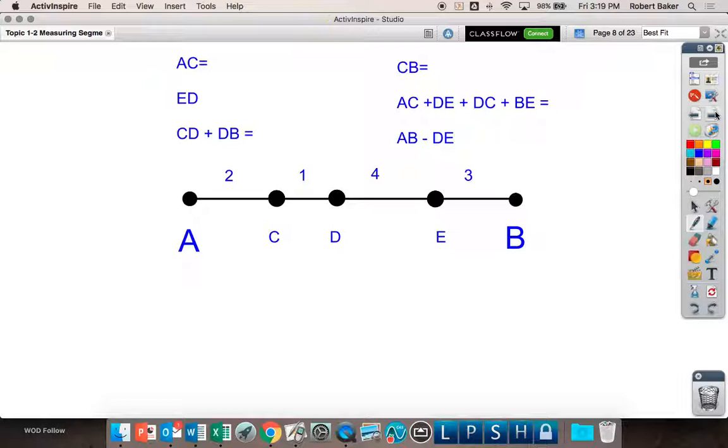How long is AC? AC is 2. 2, right here. AC is 2 units long. How long is EB? 3. How long is CD? How long is AB?